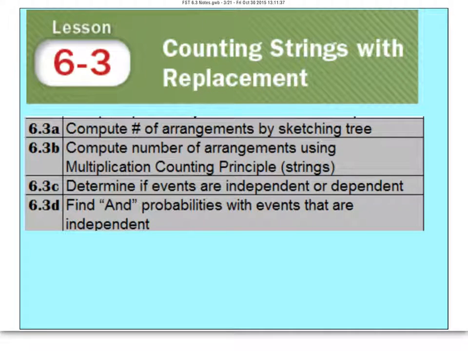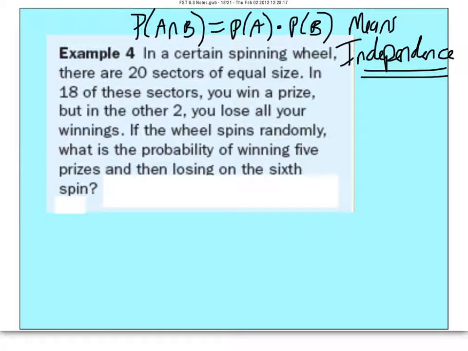Learning Objective D, we're going to find and probabilities with events that are independent. Now, if we are given the fact that we have multiple events and all of the events are considered independent from each other, then for multiplication, we can just take the probability of each single event and multiply them together. This only holds if they tell us event A and event B are independent.